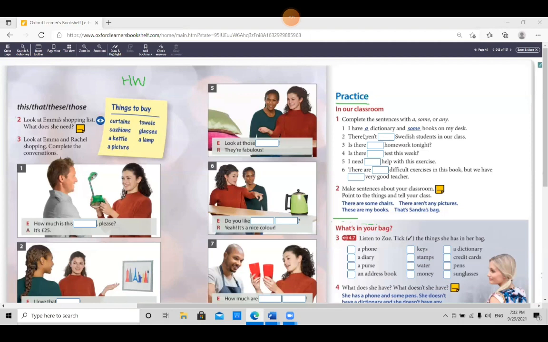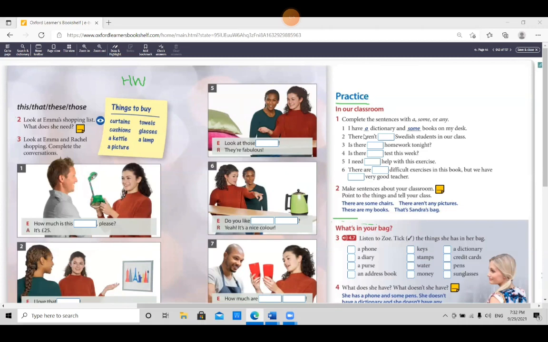Is how many always with the uncountable? Many is always with countable, with the nouns you can count. But how much is with uncountable, the nouns you cannot count. With water, for example, you cannot use how many. You can say how much water. But with daughter, son, friend, student, all these are countable, so you can use many. Thank you, teacher.